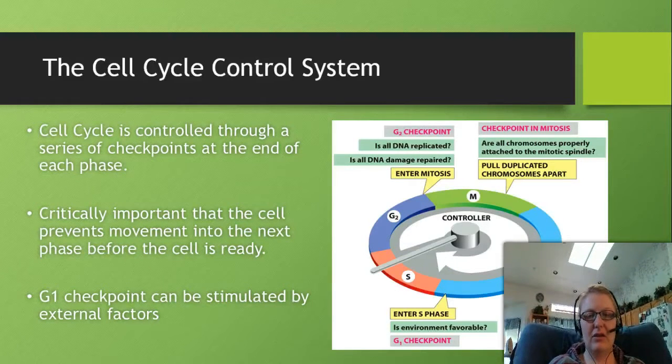Alright, so how does the cell control this process? We've been talking about control all semester. We talk about all the feedback loops and everything. And it's important that we understand that the cell doesn't just uncontrollably divide, unless we're talking about cancer cells or something that's gone wrong. And the cell cycle is controlled through a series of checkpoints, and you can see some of these checkpoints here on this slide. Each time the cell reaches the end of each of these phases, the checkpoint is either triggered or it's not, and it arrests the cell cycle at that point. And it's really, really important that the cell does not move on until it's ready.